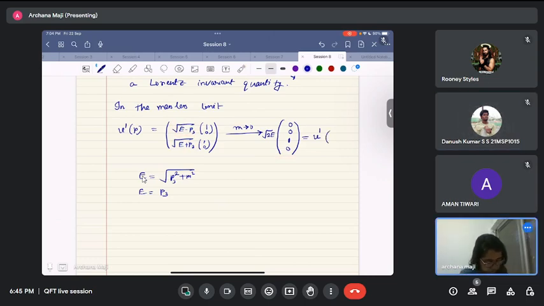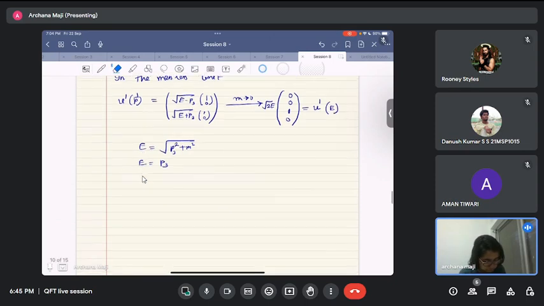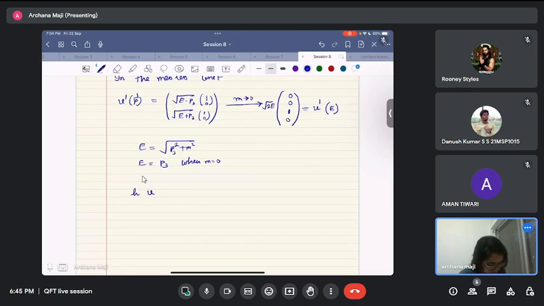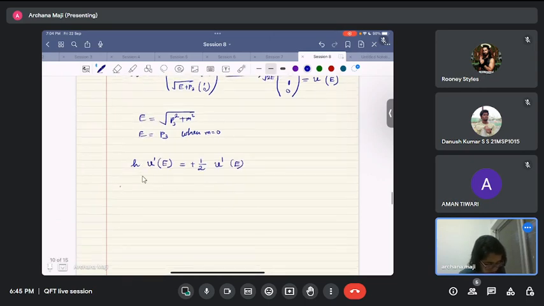So here this is nothing but u1 of E, when m equals 0. Therefore this u1 of E is an eigenstate of the helicity operator with eigenvalue plus half. And this is always the case.